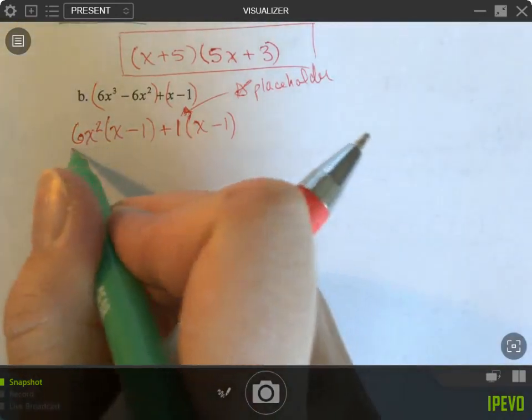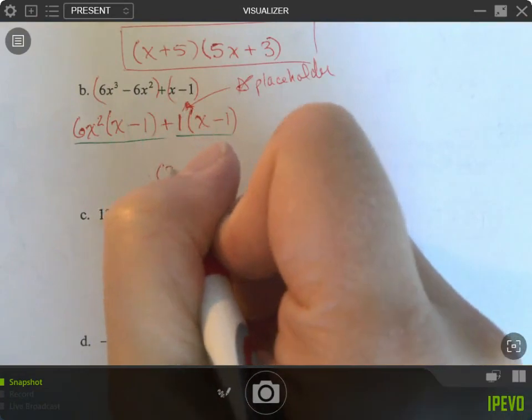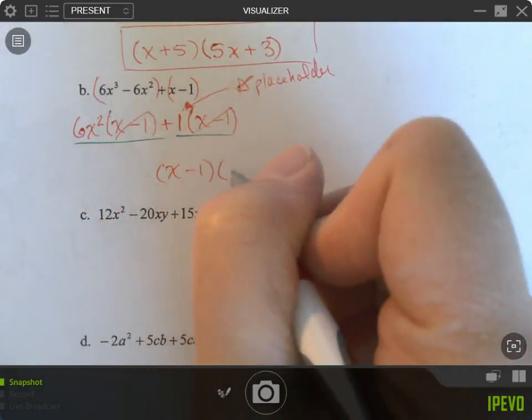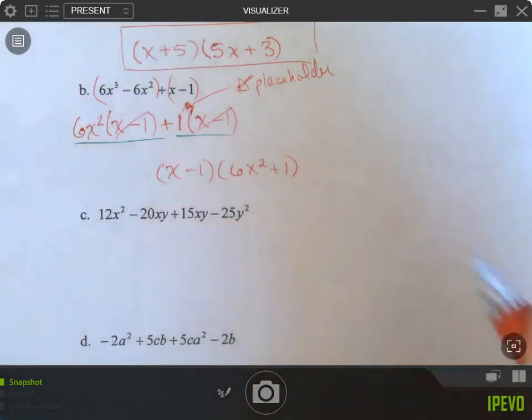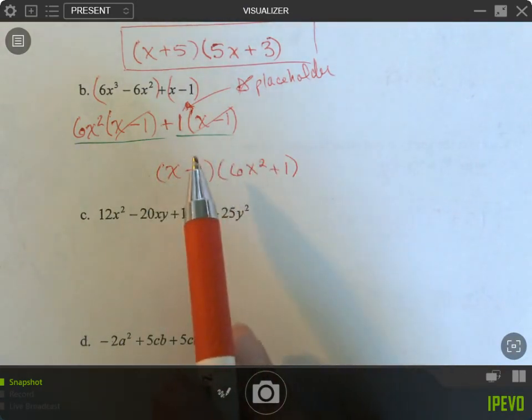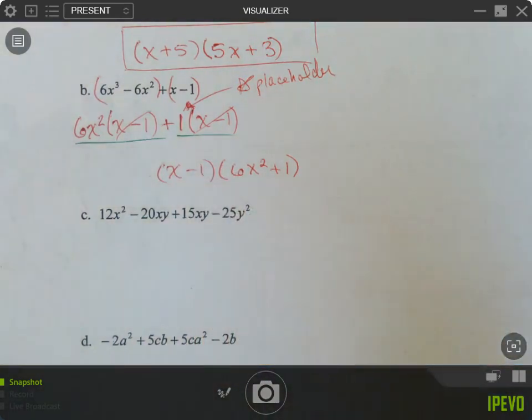What do these two chunks right here have in common? X minus 1. Once I factor that out, what's left? 6x squared plus 1. If you don't see this, you're thinking, where did they get these numbers? But if you see it, it's quite simple. It just depends on if your brain's picked it up or if you're paying attention.